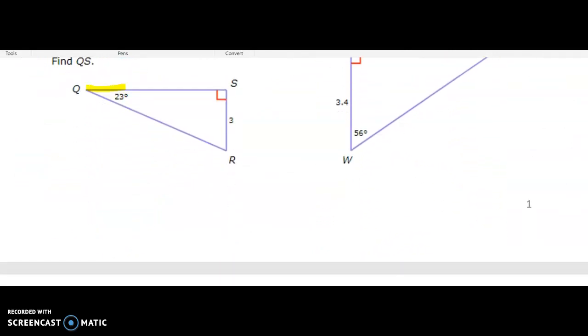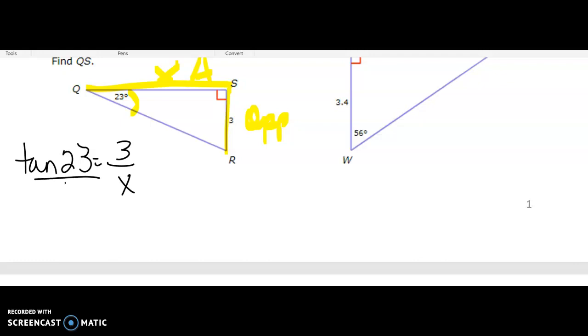We're looking for QS, so we'll put an X here and here. So X is adjacent and 3 is opposite. Opposite and adjacent is tangent. So tangent 23 equals opposite, which is 3, over adjacent, which is x.